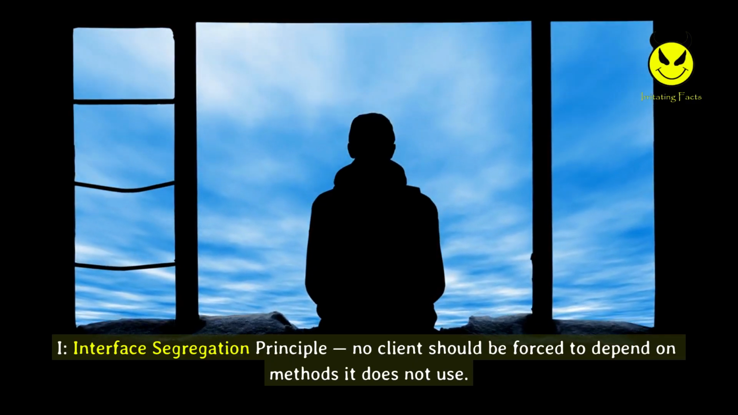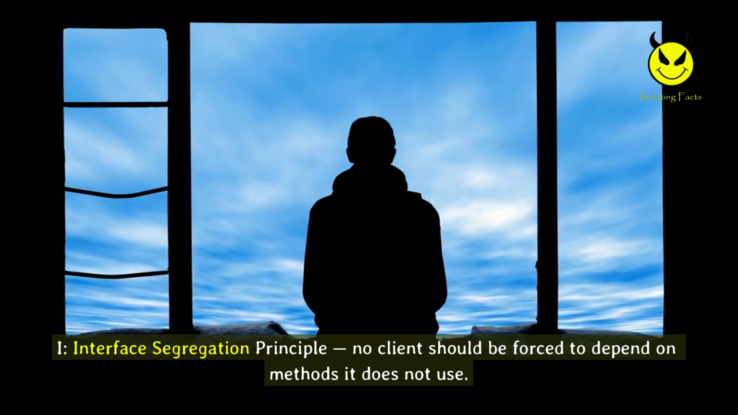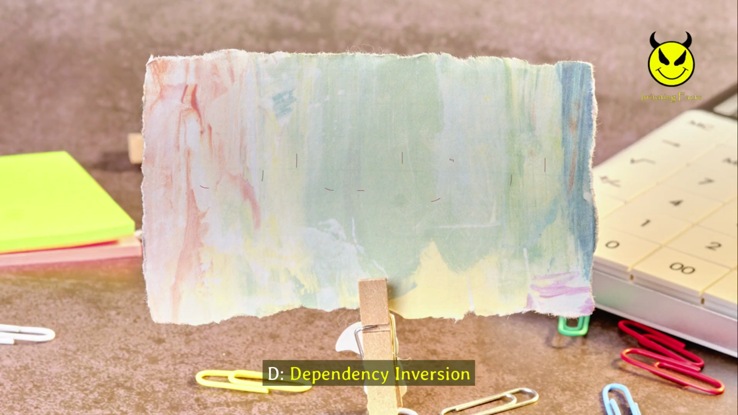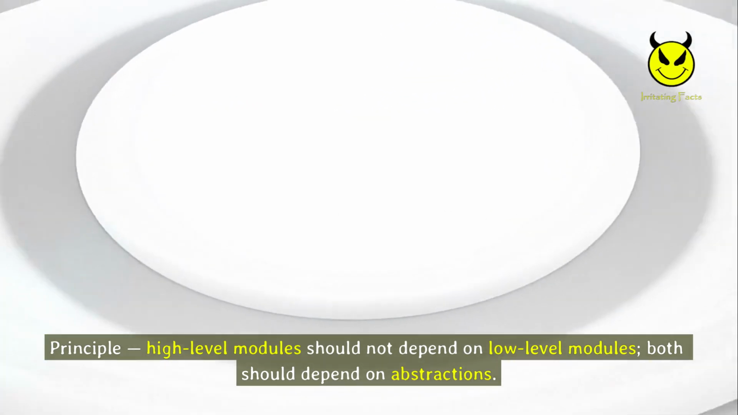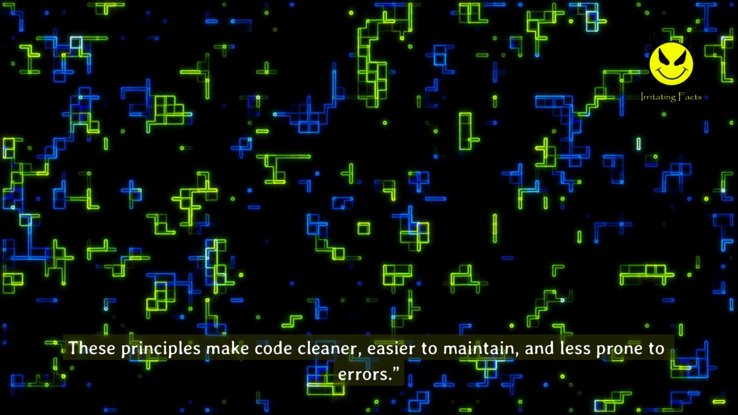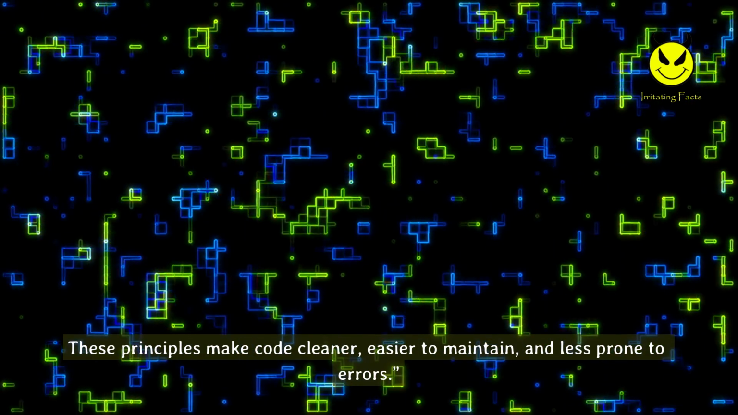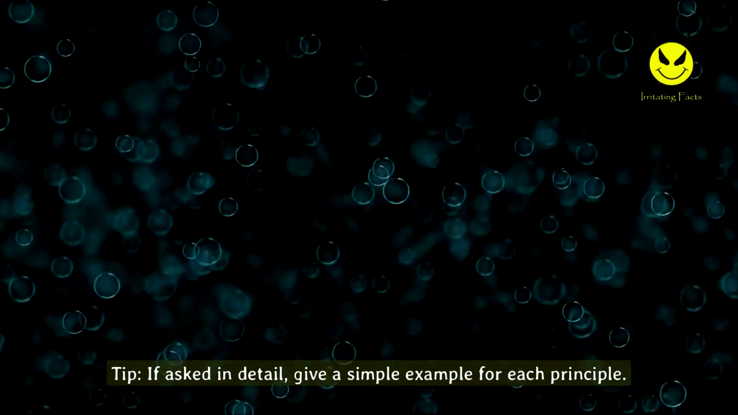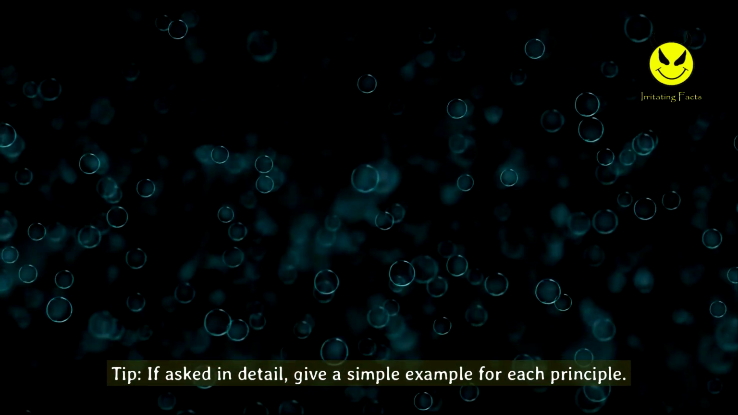I. Interface segregation principle. No client should be forced to depend on methods it does not use. D. Dependency inversion principle. High-level modules should not depend on low-level modules. Both should depend on abstractions. These principles make code cleaner, easier to maintain, and less prone to errors. Tip: if asked in detail, give a simple example for each principle.